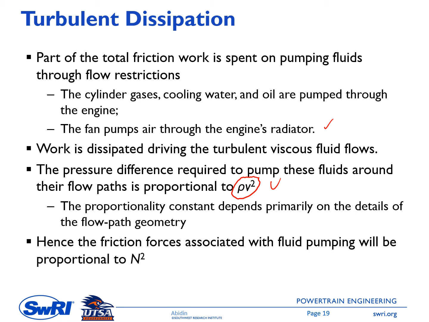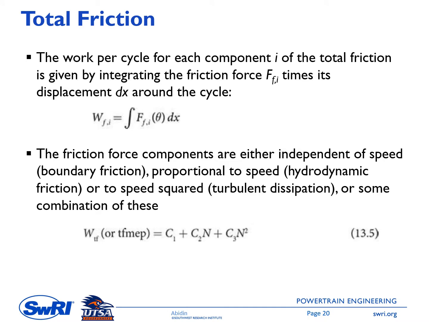Because the flow velocity is correlated linearly with the engine speed, this type of friction work will be proportional to the square of the engine speed, so n squared. The friction work will be given by integrating the friction force Ffi times its displacement dx.